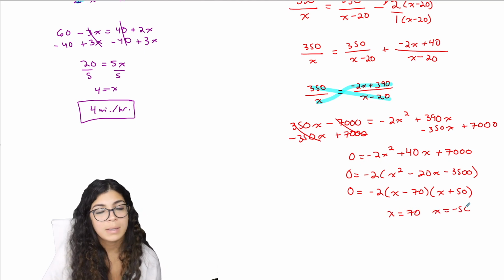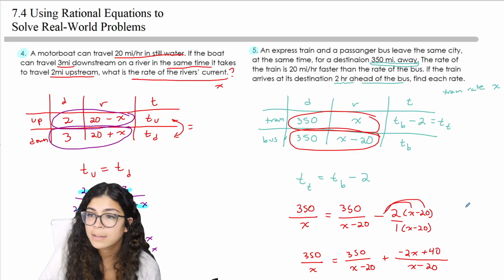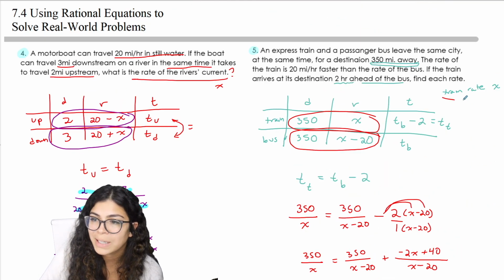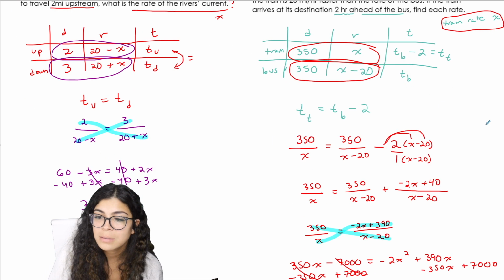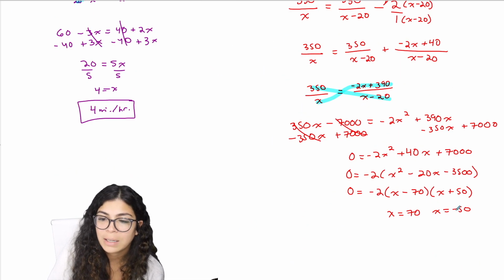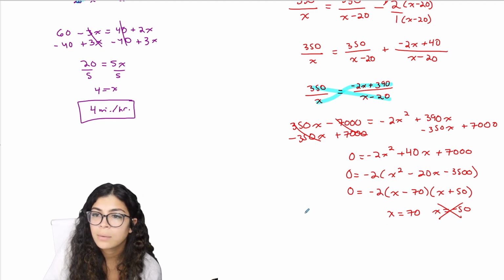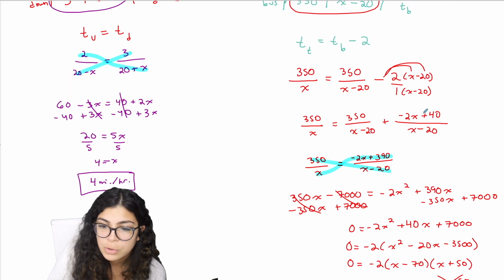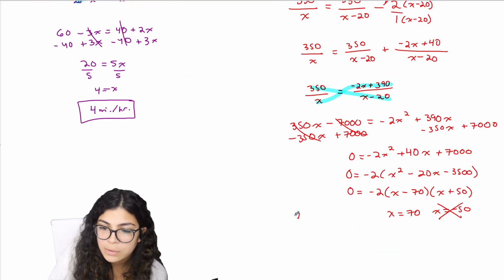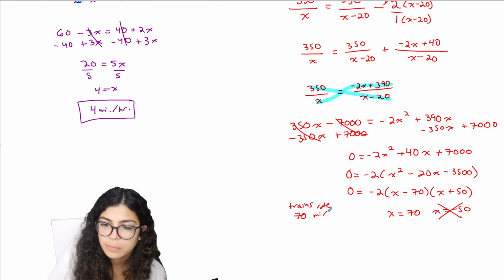Now, what does X represent? This is a real world problem. X represents the train's rate. I set up what X is. So X is the train's rate. You cannot have a negative rate. So the rate of the train is 70. Now let's look at miles per hour. So the train's rate is 70 miles per hour.